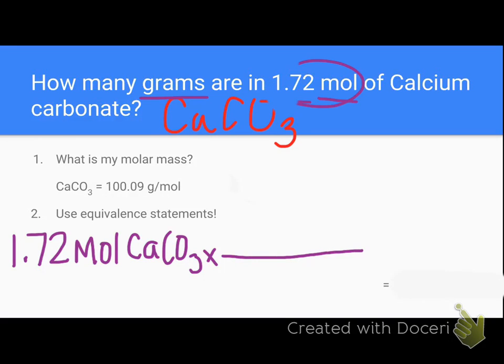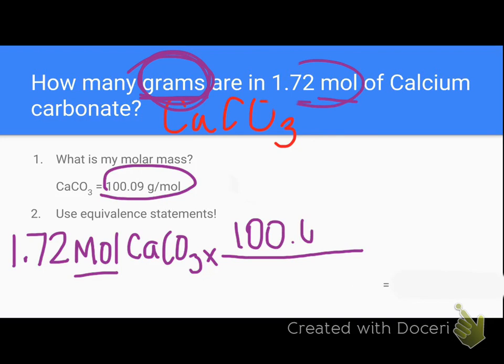Now, this is the only other value that I have. I have moles right here. To get moles to cancel, because I want to be left with grams, moles needs to be on the bottom, all right? So it's going to be 100.09 grams per 1 mole of CaCO3.